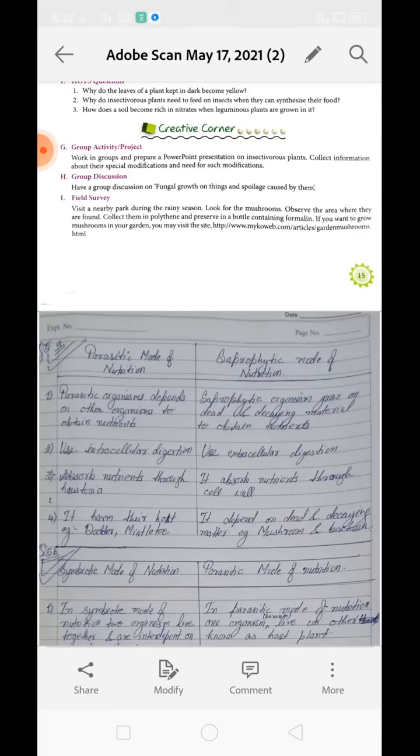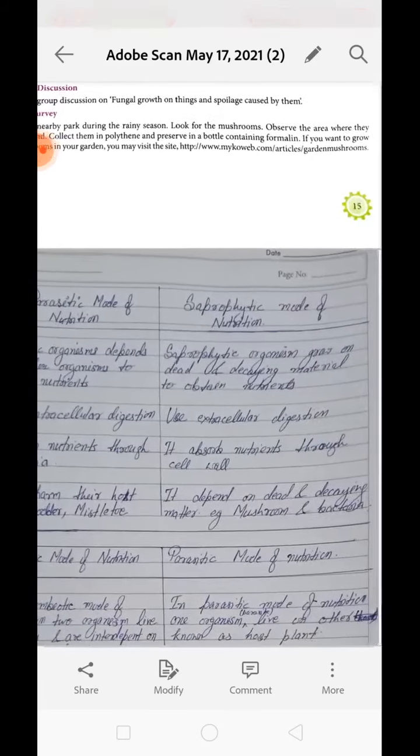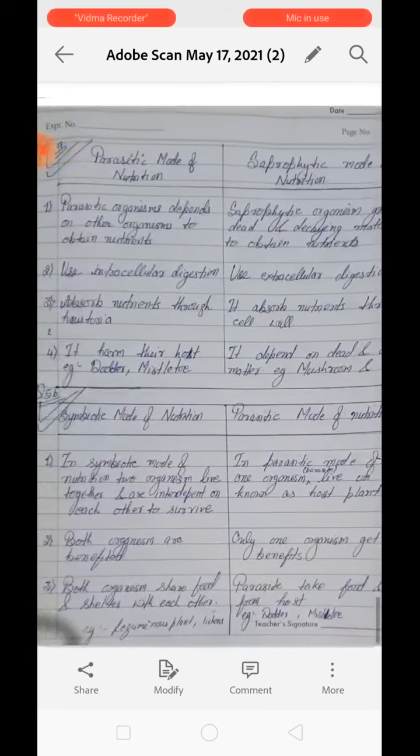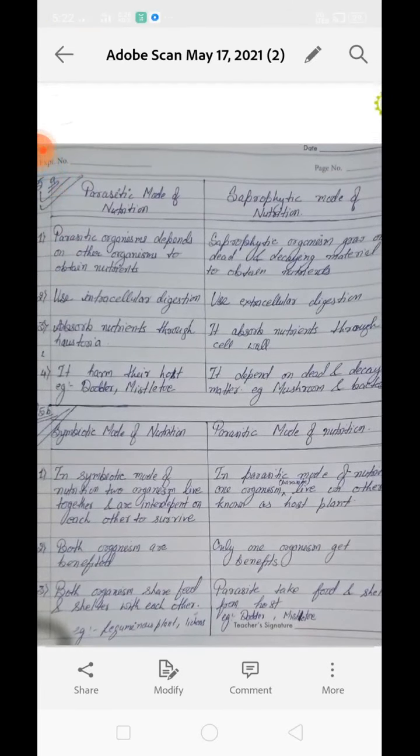Now fourth point, parasites harm their host, whereas saprophytes depend upon dead and decaying matter. They are already dead, they cannot harm them. All right, now next, B, differentiation between symbiotic mode of nutrition and parasitic mode of nutrition.